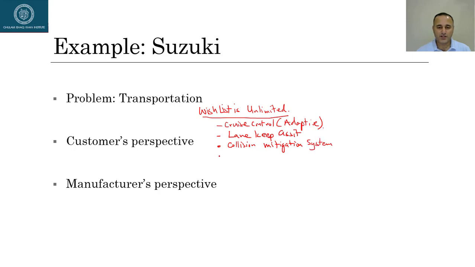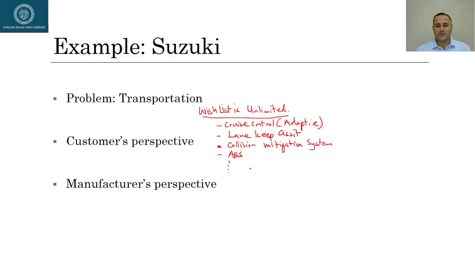So Honda actually has this technology, and many other manufacturers as well. Let's say if the car is about to collide with anything, it applies automatic brakes. For example, ABS, which is a very old technology, by the way. So the wish list is actually unlimited. As I said, it's just like a laundry list.